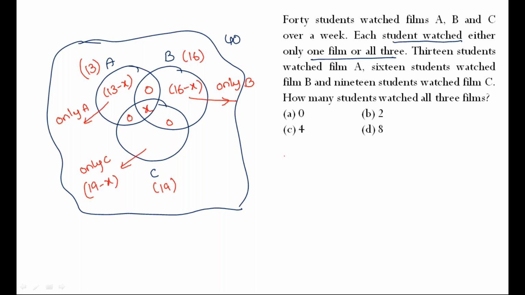Now, in all cases, I can add 13 minus x plus 16 minus x plus 19 minus x plus x, all the 3, is equal to 40. They mentioned each student watches one film or all the 3. Watching 0 films is nothing. No one is out of the 0.